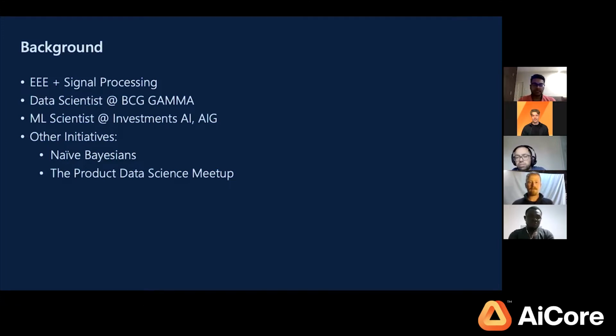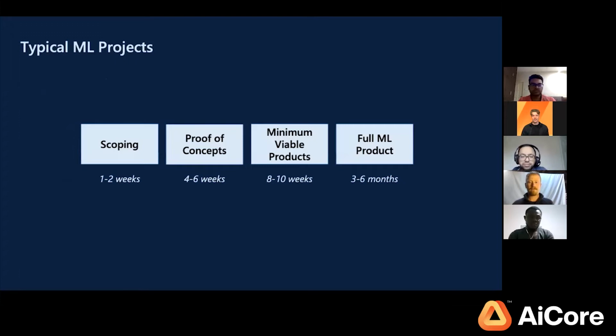But today I'd like to start off by covering the typical ML projects that I've dealt with. It covers quite a huge spectrum of the types of projects you might encounter when you get your ML, data science, or data engineering job. I'm going to use these terms interchangeably because the type of work you do is quite similar. At one end of the spectrum, you have scoping.